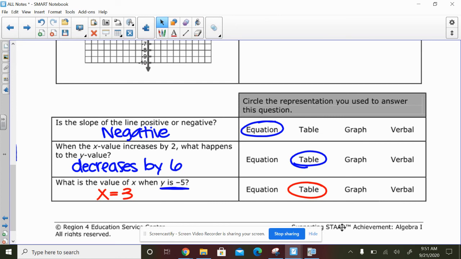Okay, so the other 2 pages are very similar to this. I want you to work through those on your own.